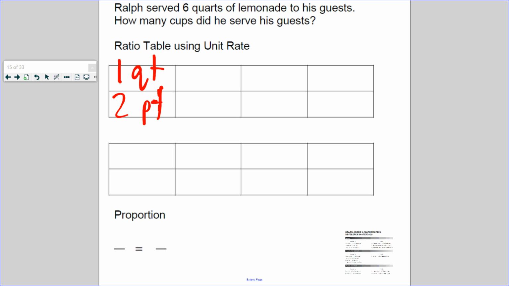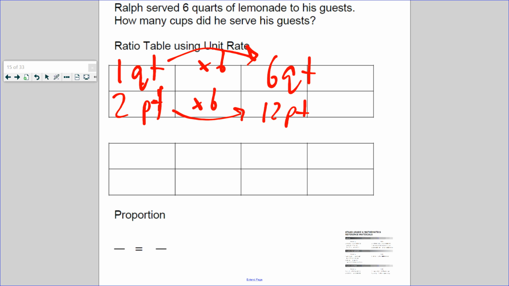So if you have 6 quarts, what's the relationship from 1 quart to 6 quarts? Times 6, so the scale factor is times 6, that's 12 pints. Maybe you see an up and down relationship. How do you turn a quart to a pint? Times 2, that's another way. So each quart has 2 pints, so 6 quarts will have 12 pints.